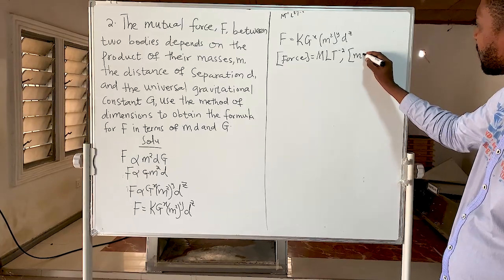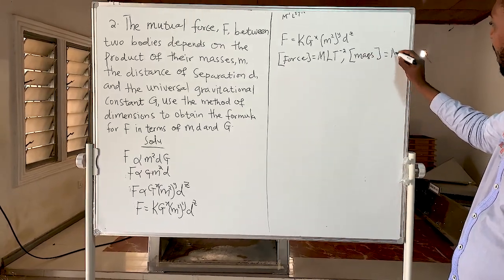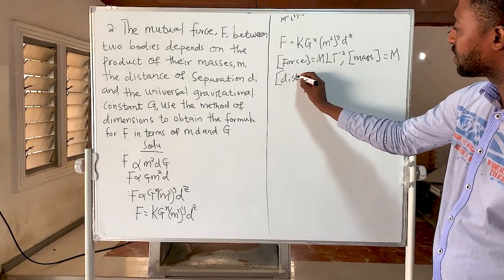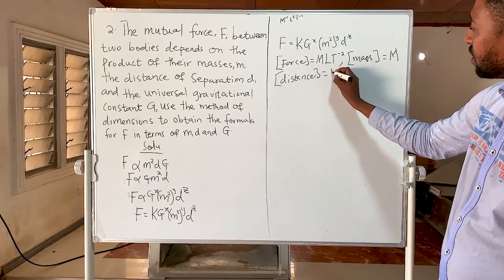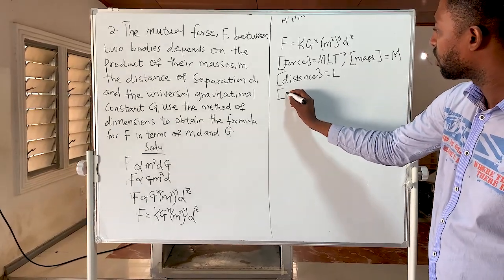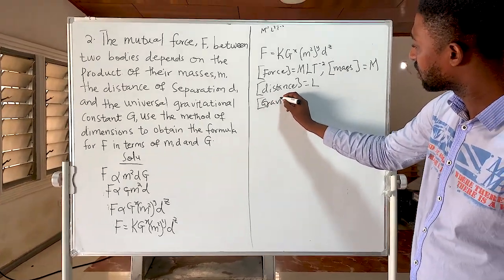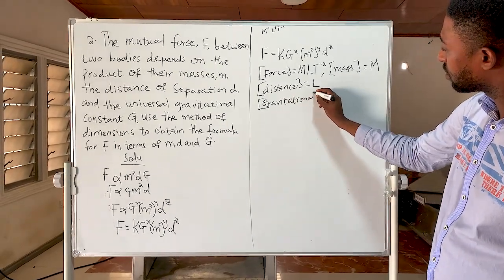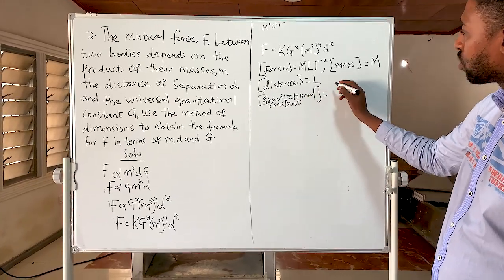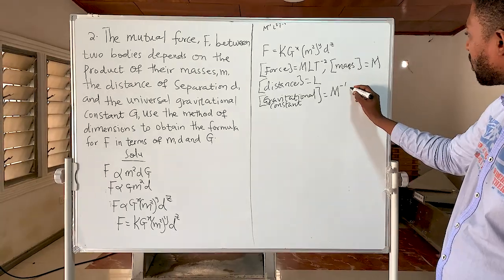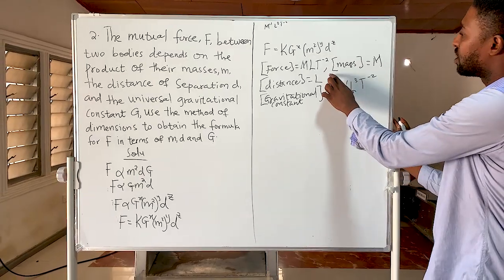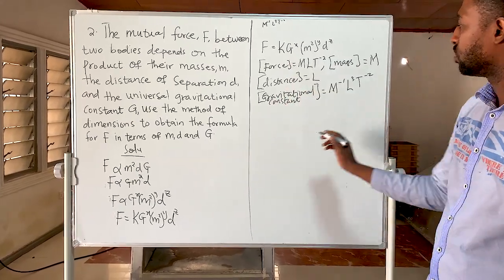Dimension for mass is capital M. Dimension for distance, which is length, is capital L. Then dimension for gravitational constant is equal to m raised to the power minus 1, L raised to the power 3, T raised to the power minus 2. So let's substitute whatever is here into this equation.